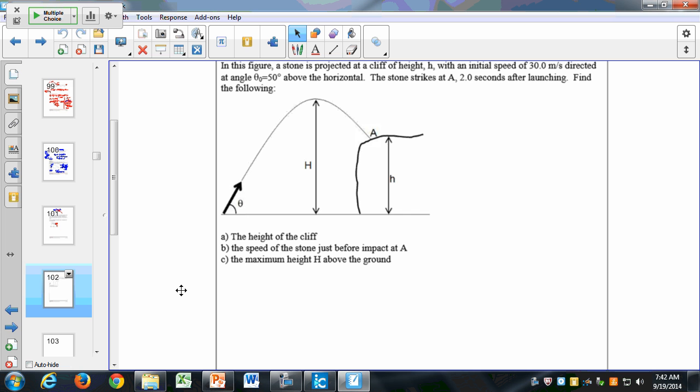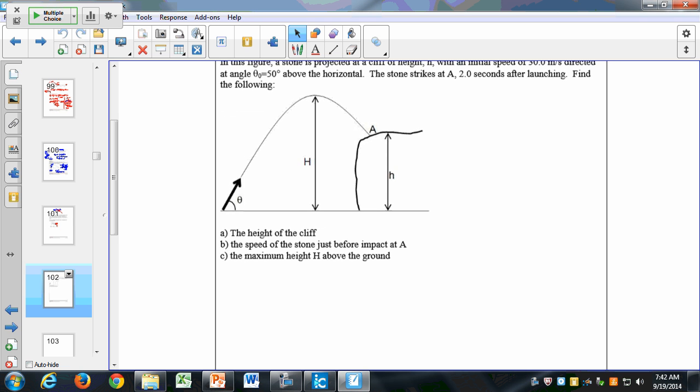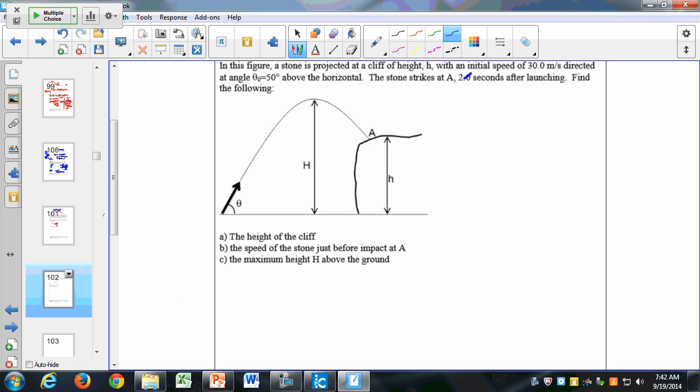Actually, guys, I do have a note here that I changed this to 3 seconds. I'm sorry if you've already worked with it. We're going to change this to 3 seconds instead of 2. So just where you had 3, please insert 2. Or where you had 2, please insert 3.